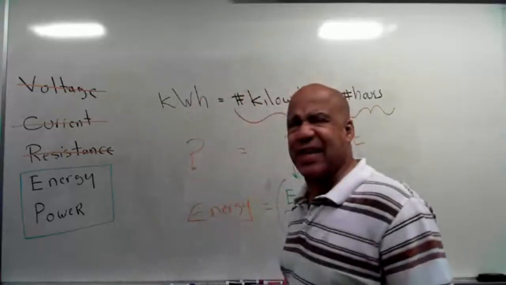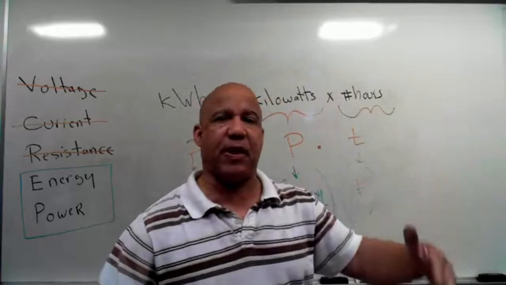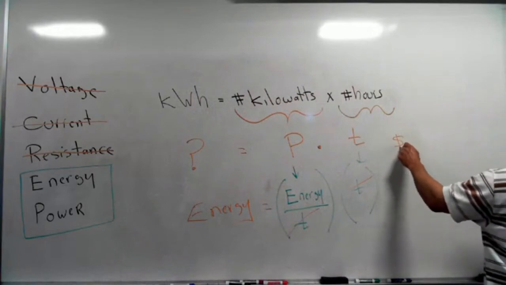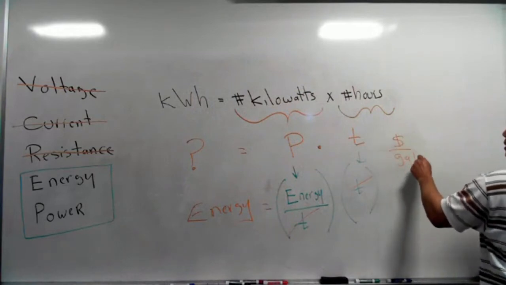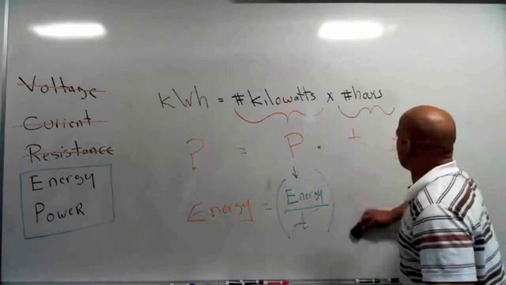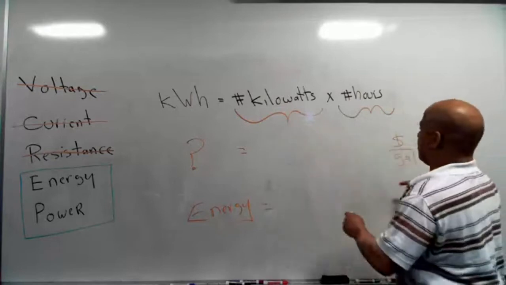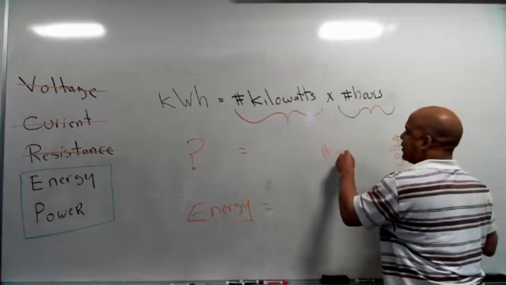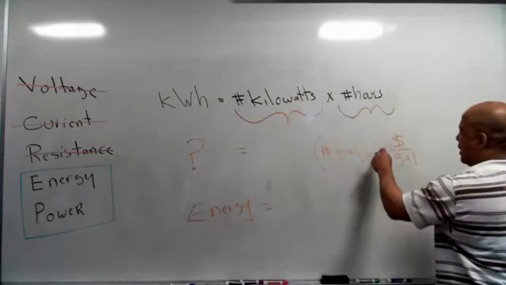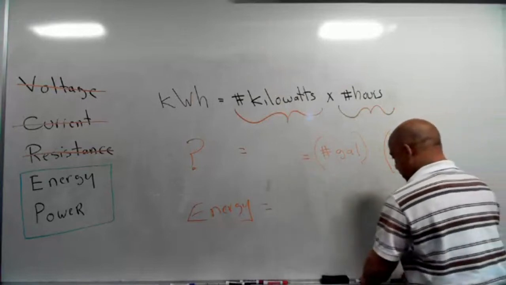Well, it's kind of like this. When you drive your car, you look at the gas stations and you figure out the cost of gas per gallon. If you know the cost of gas per gallon, and you know how many gallons your gas tank holds, you can multiply these two together, and you see what's going to happen?